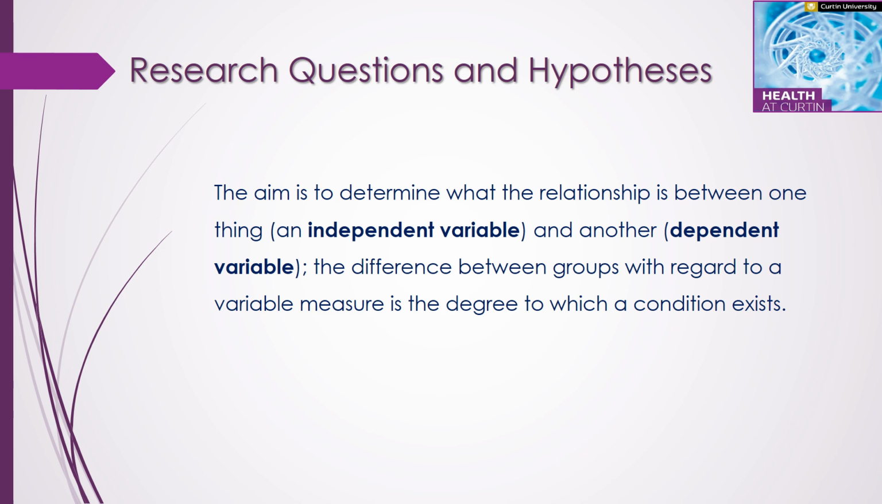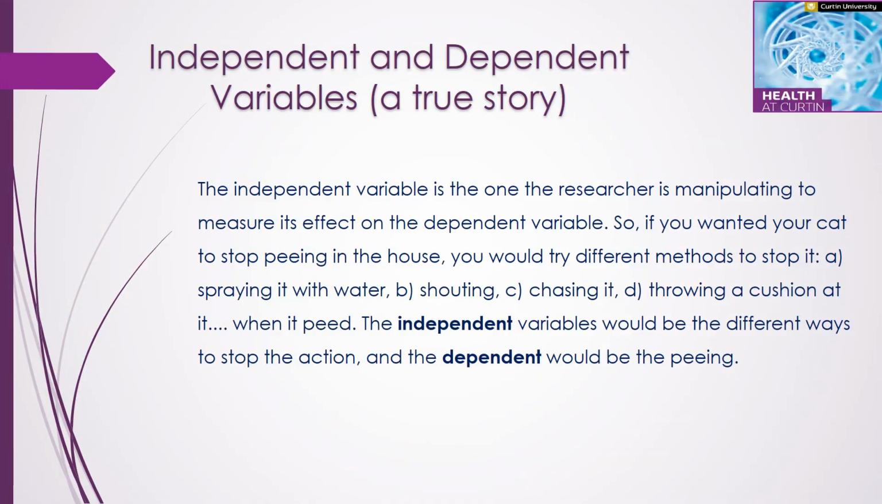The aim is to determine the relationship between one thing, known as the independent variable, and another, the dependent variable. The degree to which a condition exists is measured as the difference between groups with regard to a variable. The independent variable is what the researcher manipulates to measure its effect on the dependent variable.